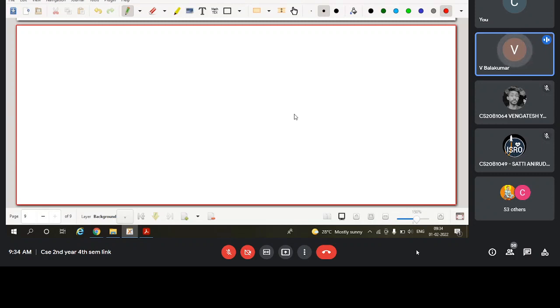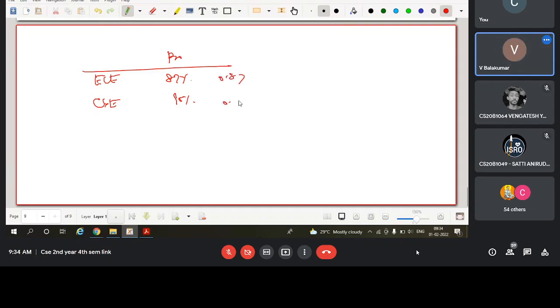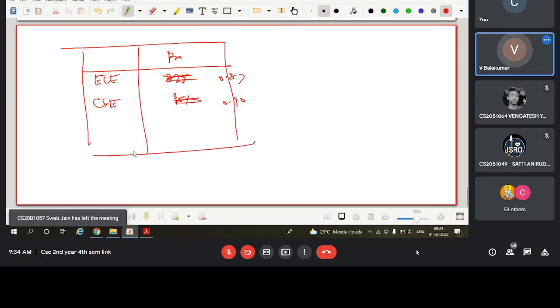We can write that down in a table. Suppose the training and placement officer is presenting the achievements so far, he will present something like this. Say ECE students, 87%. CSE students, 90%. So this is a probability. This 87% is actually 0.87, 0.90. Instead of this, we will write that. This table I will be presenting. This is the category or variable.